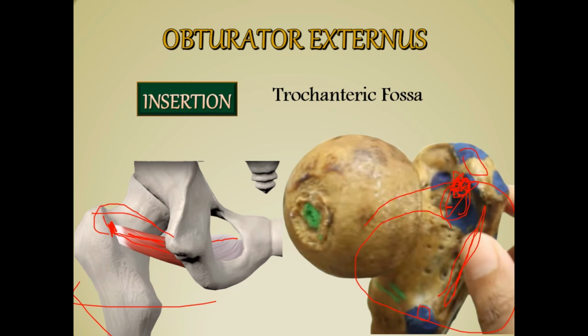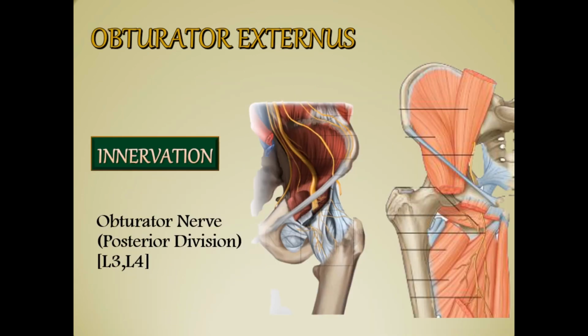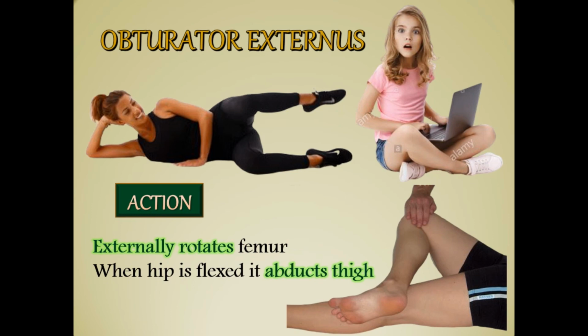Suppose something is attached over here, and you pull it like this, so this leg will go outside. So it will produce abduction, not adduction. Now, innervation: obturator nerve, posterior division. Then obturator externus action: it externally rotates the femur. In the picture below you can see this is the external rotation of the femur where the hip is extended.